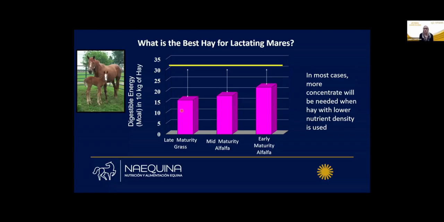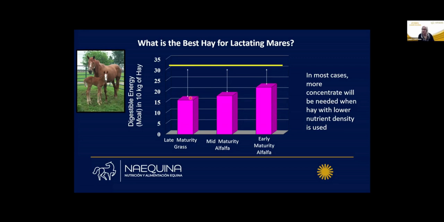The last one would be looking at the calories. So again, here's the requirement for the mare up here. And we can see that the early maturity hay gets the closest. The mid-maturity alfalfa is next. And then the late maturity grass hay is the furthest away from meeting her requirements.